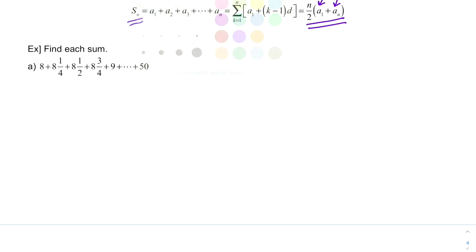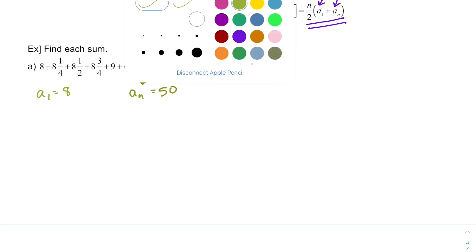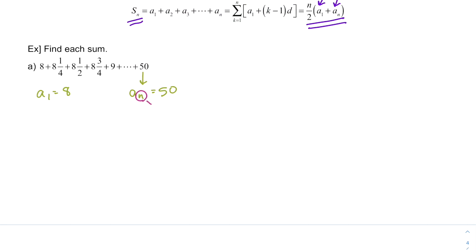You can see the terms are listed out. It's not in summation notation. So we can easily note that the first term is 8. And then we have the last term, which is 50. But the question is, what is this n? We need that for the formula. You'll see in the fraction right here, we need to know how many terms we're adding up. What is that last term? Well, we can solve for that n if we use the formula for the nth term of an arithmetic sequence.